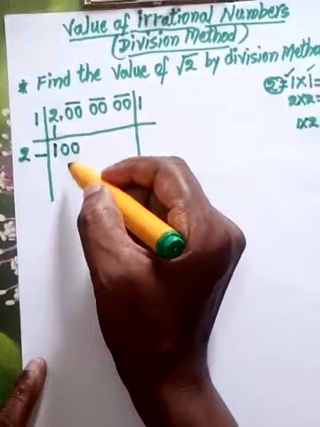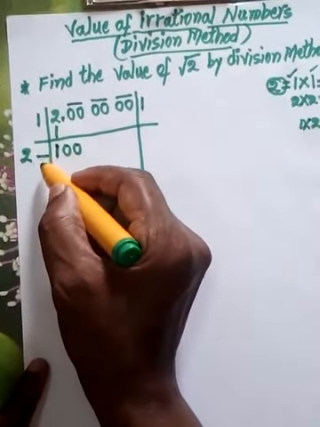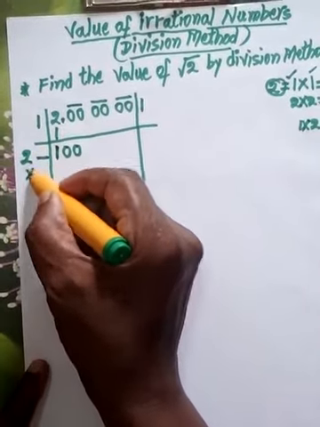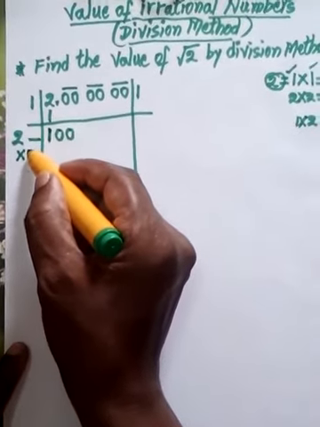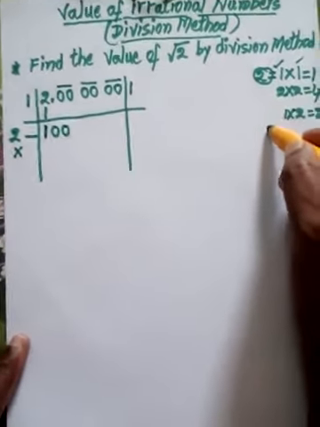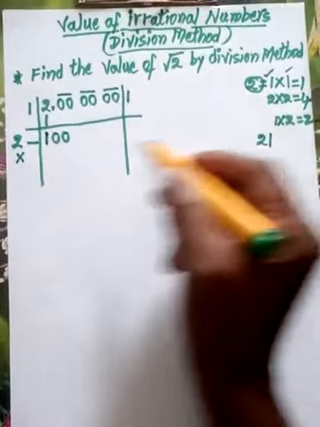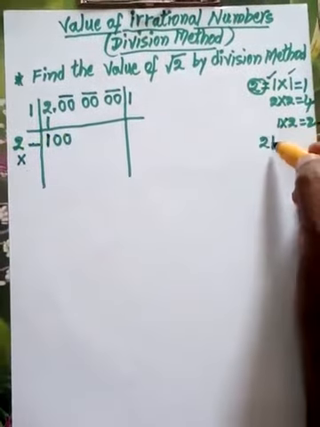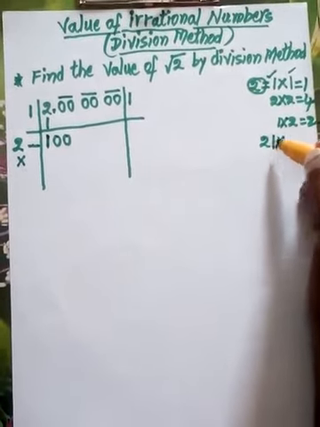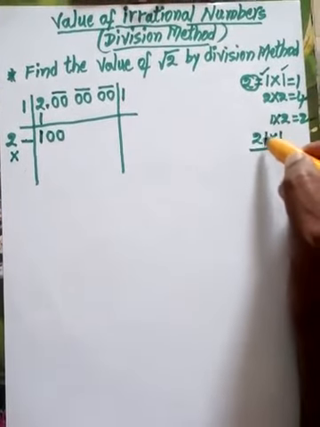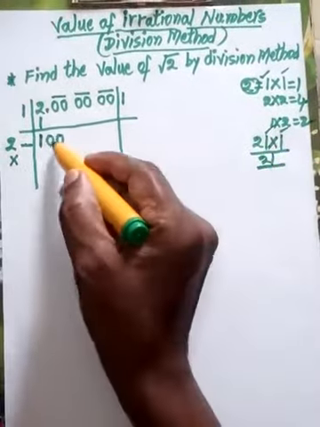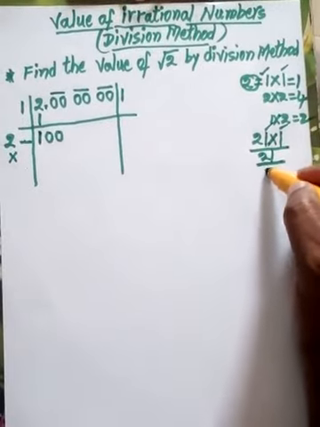It became 100. Then we have to write one number here such that we multiply the whole number with the same number which is written here. Let us verify here. If we write 1 after 2, then it becomes 21. Then we multiply with the same number: 21 into 1, 21 ones are 21. This is not sufficient for this 100, it is lesser.